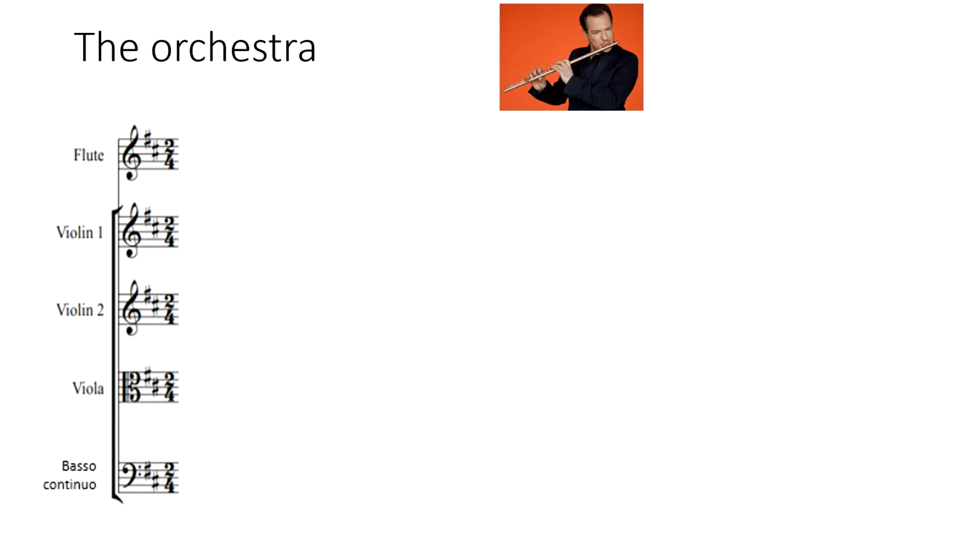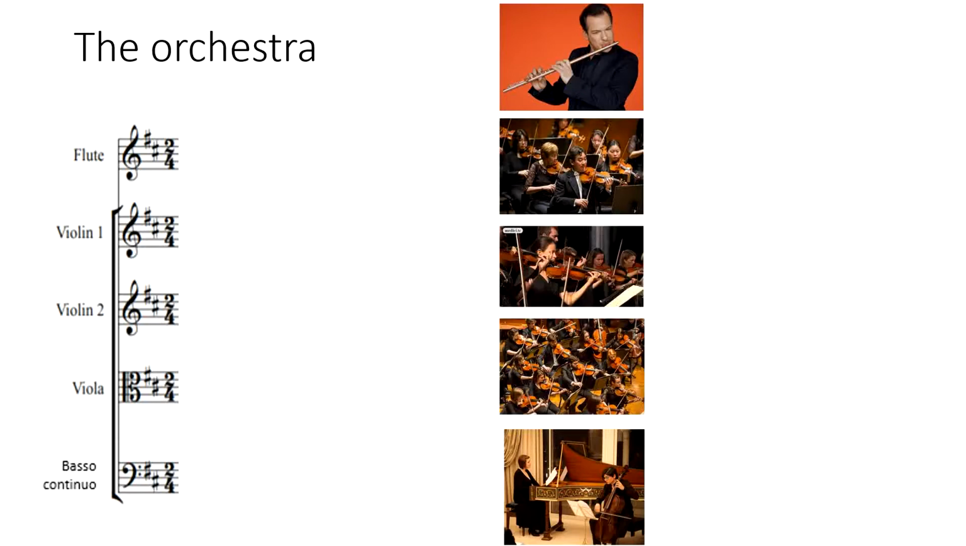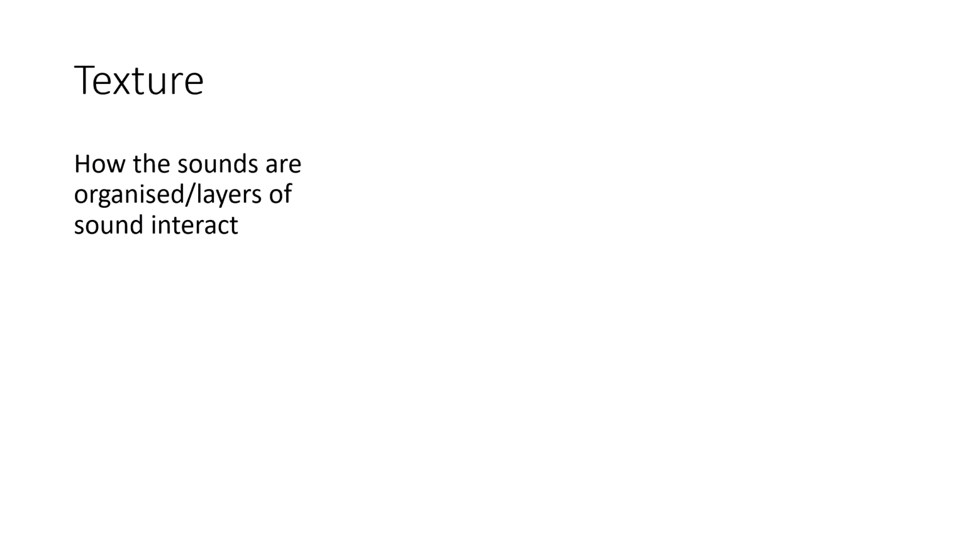So we had our melody, which was played by the flute. We had our basso continuo, which supplied that strong continuous bass, which then meant the harmony, supplied by violin 1, violin 2 and the viola, could just sit on top and support the melody. Now we need to know that for today's video, because we're going to be looking at texture. Texture in music means how the sounds are organised, or how the layers of sound interact.